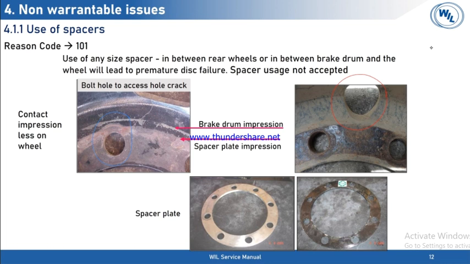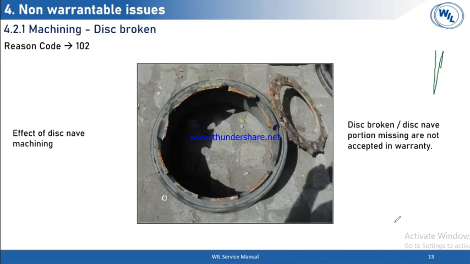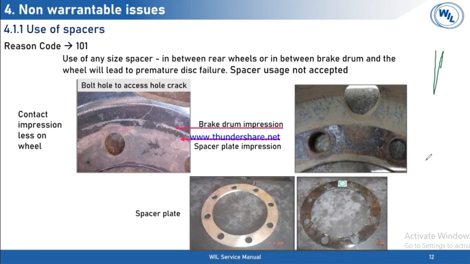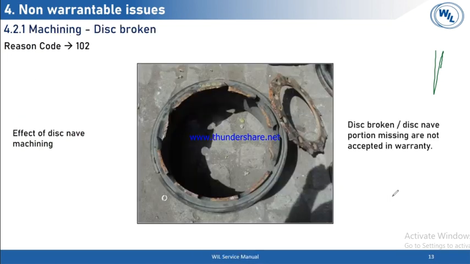What will happen, as Vignesh has told, whenever it is overloaded, the tire gets bulged. Whenever it is bulged or broken from the nave area, missing of the parts is not acceptable. The reason is, if the central part is missing, we are not able to understand whether a spacer has been used, or whether machining has been done, meaning non-recommended activities have been done with the wheel, we don't know. So whenever it is broken or the disc portion is missing, it will not be covered under warranty.